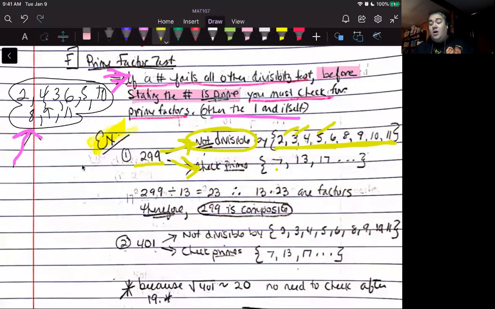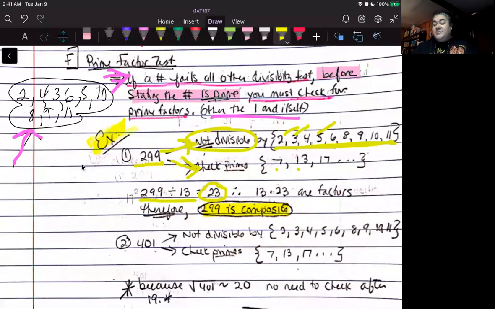7 doesn't work, but then you move on to 13, and sure enough, 13 does work. 299 divided by 13 gives you 23 with a remainder of 0. So 13 is a factor of 299. Therefore, 299 has more factors than just 1 and itself. It has 1, itself, and 13. That being the case, 299 is not a prime number, it is a composite number. Remember, by the definition of what a prime number is.